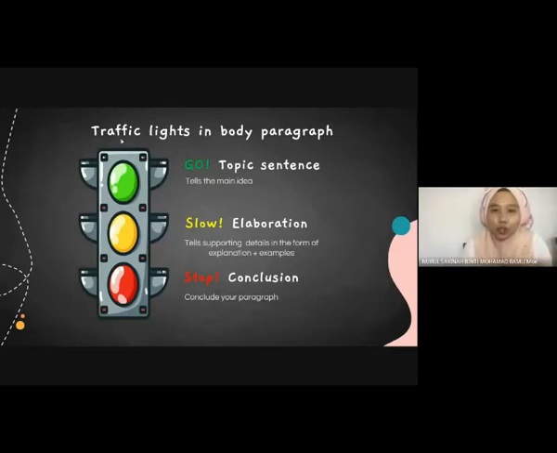So you have to go slow here where you have to elaborate and include explanations or include a different perspective, include your opinions or some examples, okay? And don't forget, don't go on too long, don't forget to stop. You have to stop. So make a small conclusion of what you have been talking about in the paragraph. So this is how I see my paragraph.